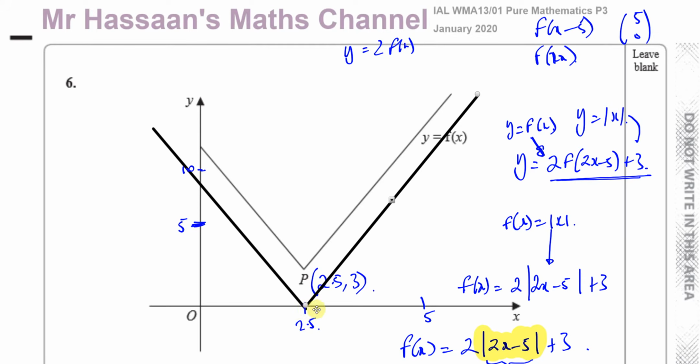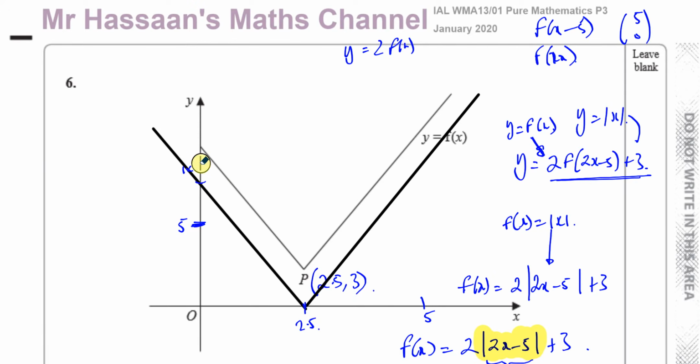What's on the x-axis doesn't change, but it's a vertical stretch of factor 2. So anything on the x-axis doesn't change, but anything away from the x-axis, its y-coordinate is multiplied by 2. So that 5 becomes now a 10. So it cuts the y-axis now at 10.